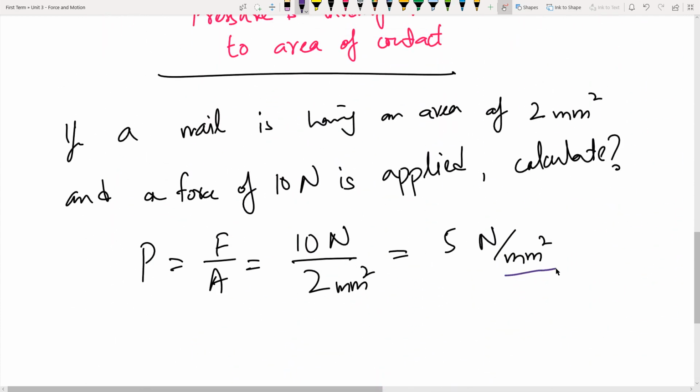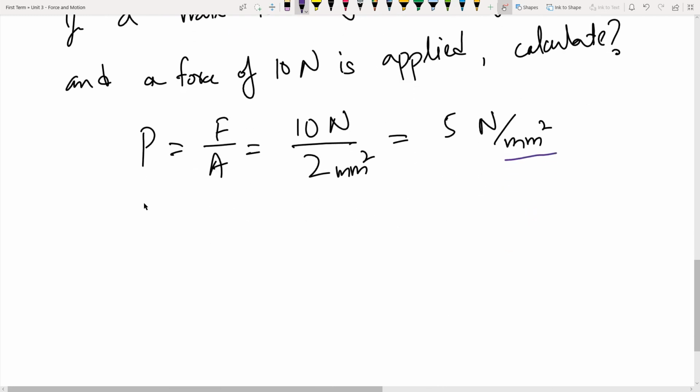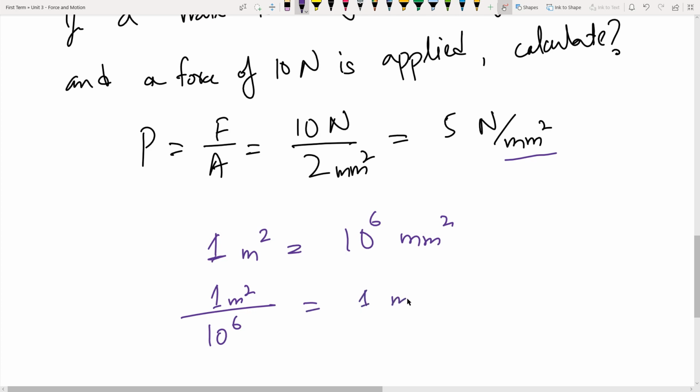Millimeter squared is a very small area. So if I convert this into meter square, we do know that 1 meter square is equal to 10 to the power 6 millimeter squares. So that's a huge difference. If I put this over there, it is going to be an immensely big number, a very large number. If I convert millimeters into this, it is going to be 1 meter square divided by 10 to the power 6, that would be 1 millimeter square.